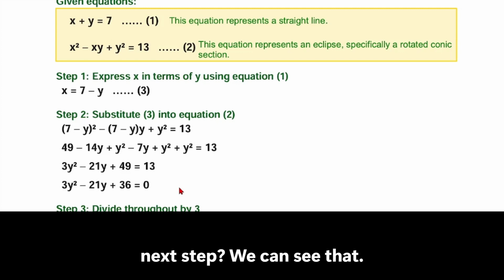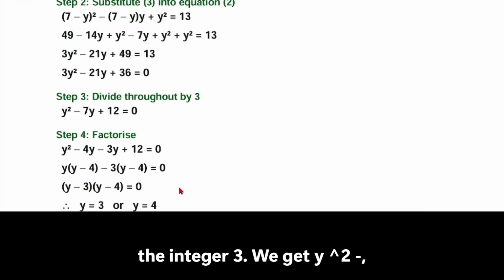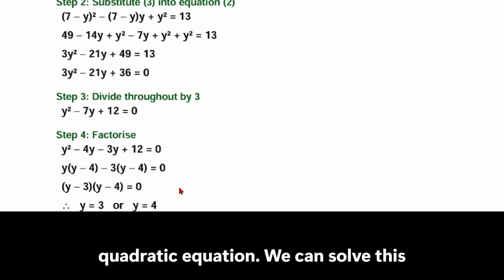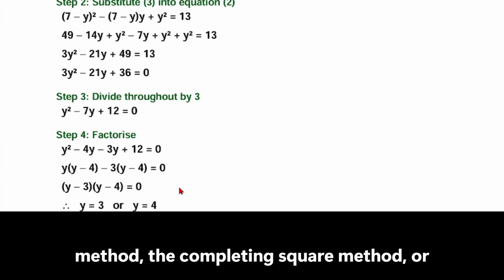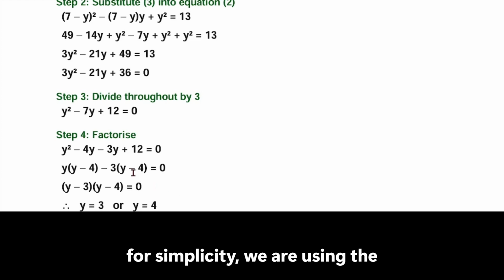Now what will be our next step? We can see that 3 and negative 21 and 36, all of these can be divided by 3. So we will divide the equation throughout by the integer 3. We get y square minus 7y plus 12 is equal to 0. Now we're just going to factorize this quadratic equation. We can solve this equation in many ways, like the graphical method, the completing square method, or even by using the quadratic formula. But for simplicity, we are using the factorization method.